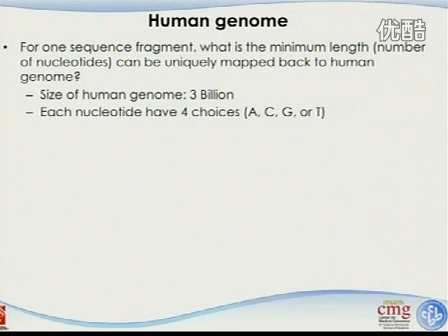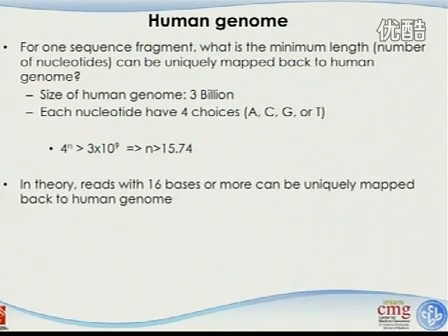So a very simple math: the size of the human genome is 3 billion letters, okay? And each nucleotide has 4 choices, A, C, G, and T. In theory, and this is not going to be accurate, we know it's not, if we have an N-nucleotide read, and 4 to the power N is larger than this, N is about 15.7. That means in theory, reads with 16 base pairs or more can be uniquely mapped back to the human genome. Does that make sense?